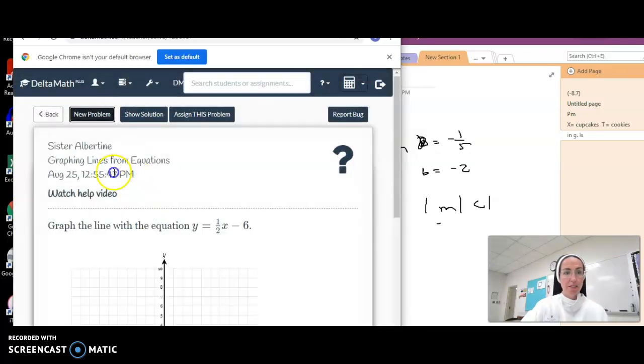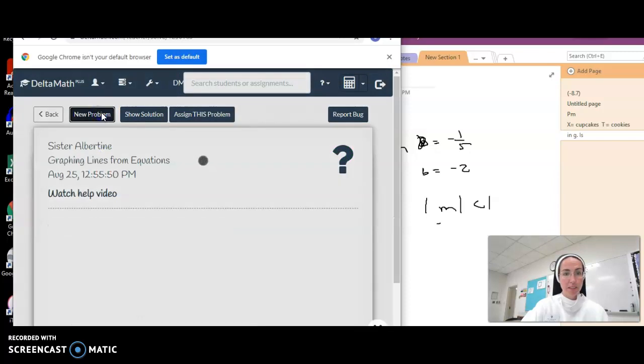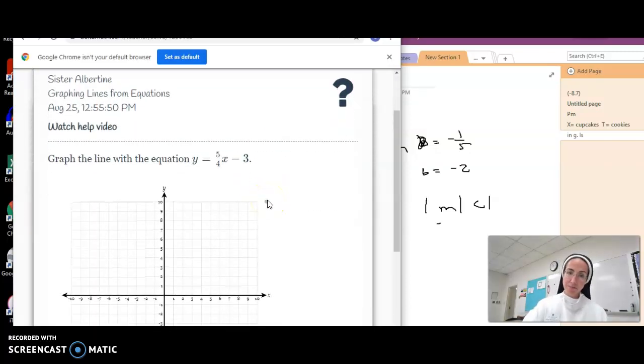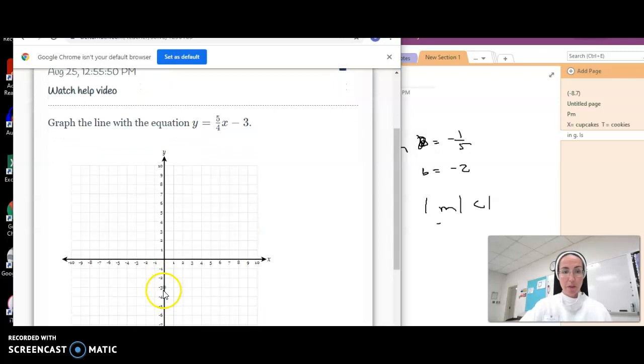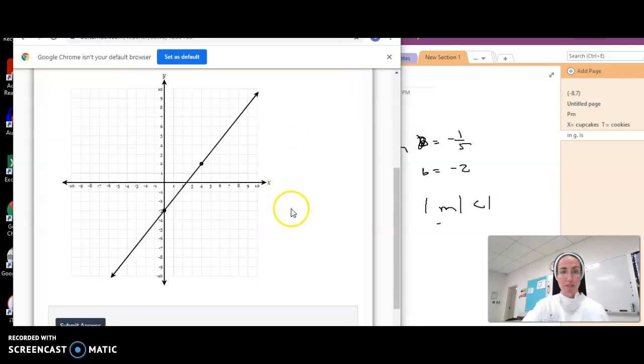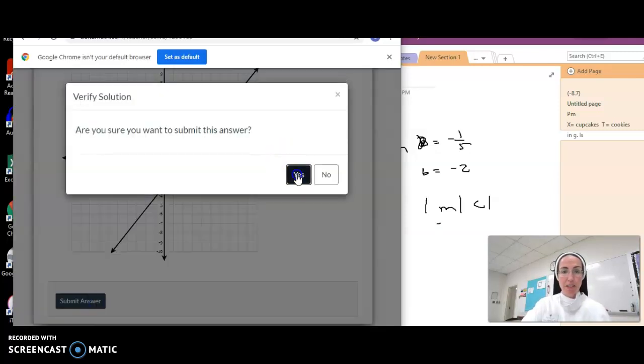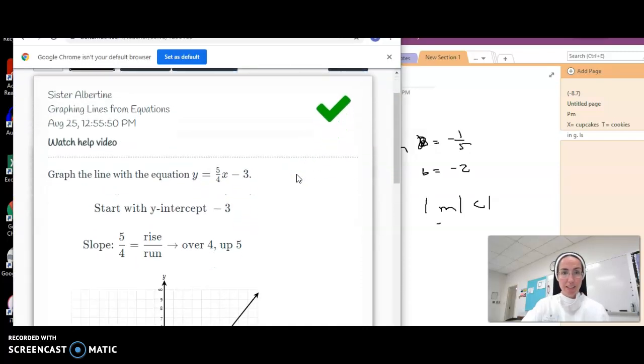Okay, let's find another one. Okay, 5/4. Is that greater than 1? Yes, it's greater than 1, so it's going to be slightly steep. I find my y-intercept, put it down there. 5/4 means up 5, 1, 2, 3, 4, 5, over 4. 1, 2, 3, 4. Okay, it almost looks like it has a slope of 1. It's a slope of slightly more than 1. And that's my answer.